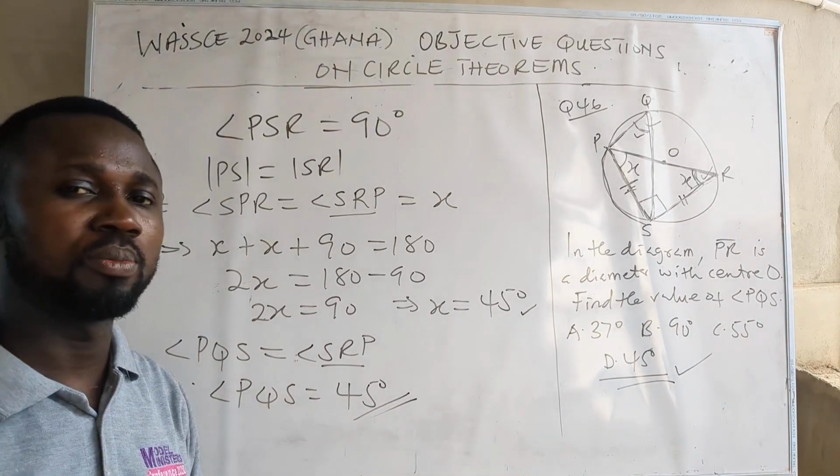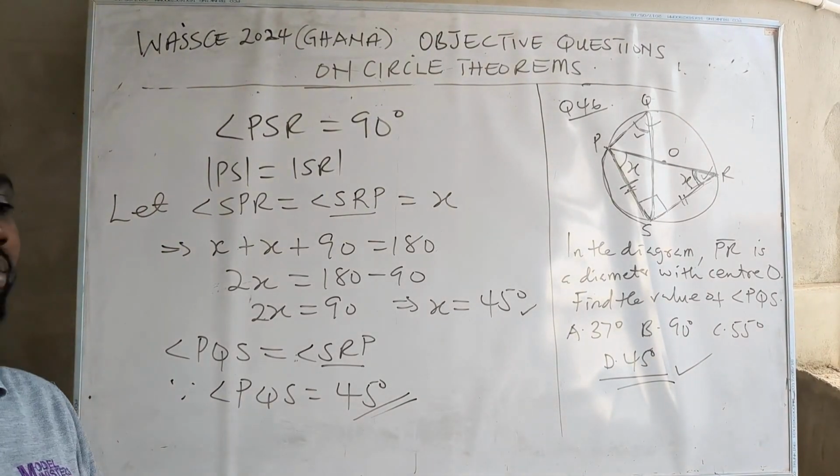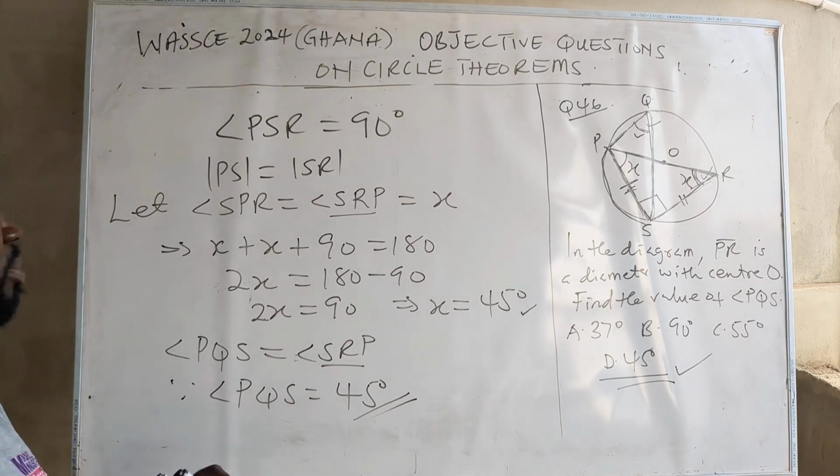45 degrees. I hope you have understood. And circle theorem is not difficult, so simple.